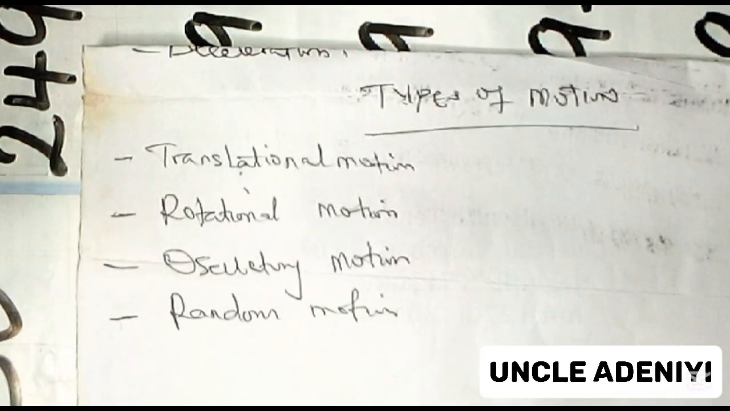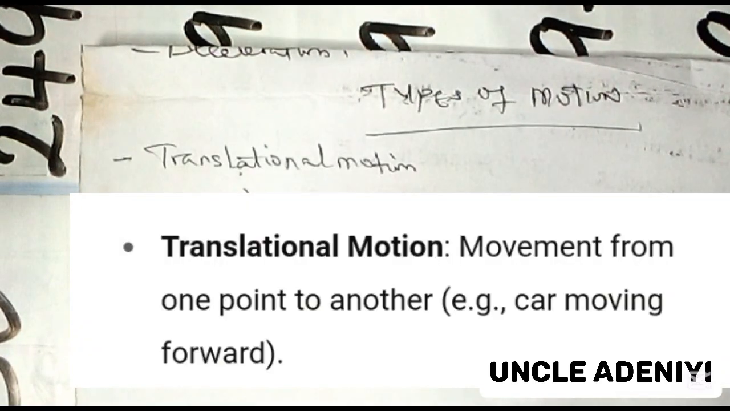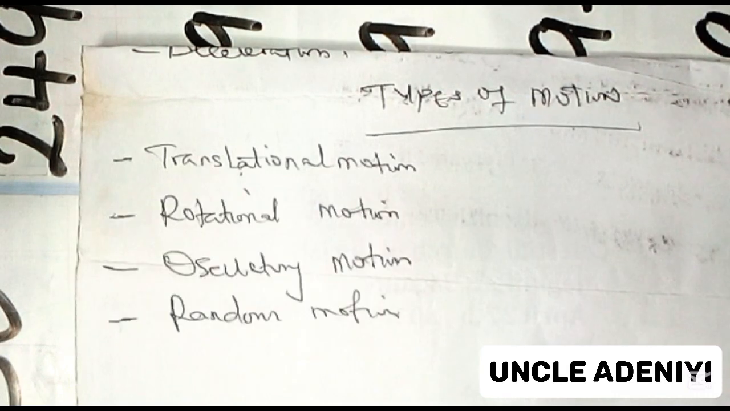Now let's talk about types of motion. Under motion, we have four different types of motion. Let's talk about translational motion. Translational motion is moving from one point to another, like a car that is moving forward. You can say that car is undergoing translational motion.